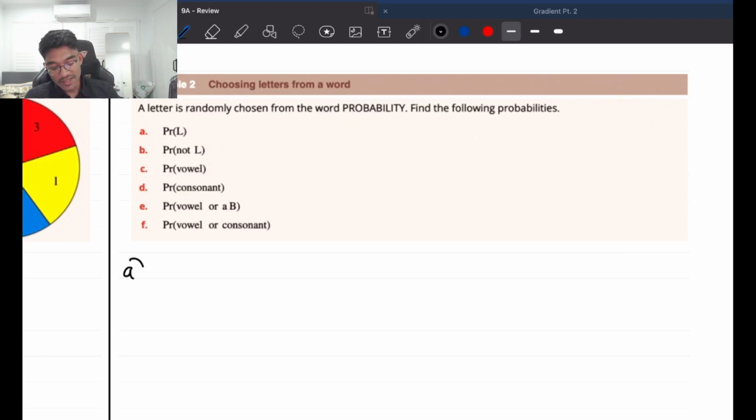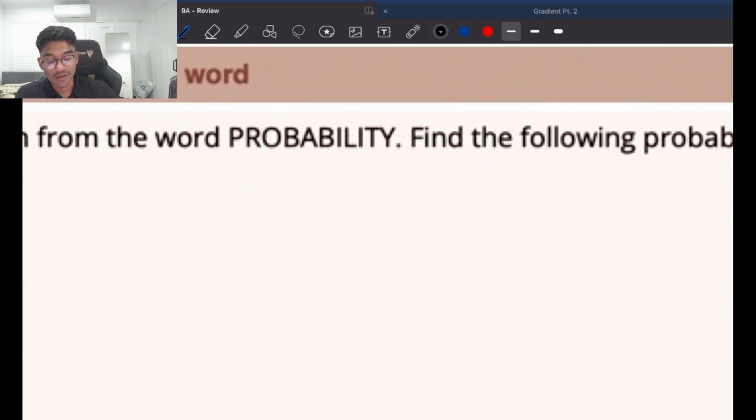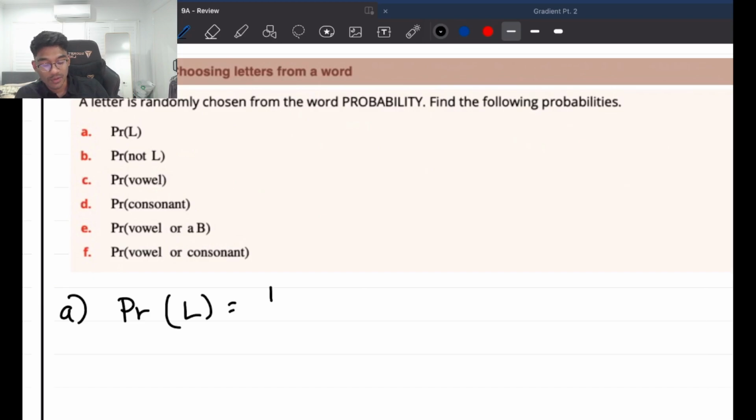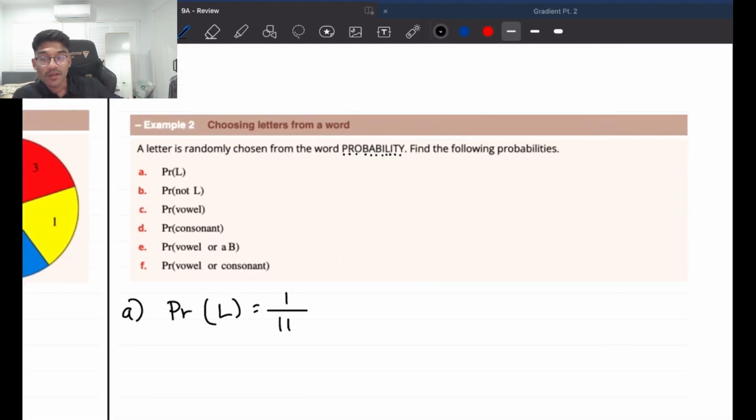So question A says, find the probability that in that bag we pull the letter L. What we need to do is look at the word probability and find out how many L's there are. So we can see there's 1 L, so it's a possible of 1 outcome that we want, divided by how many letters are in the word probability. 1, 2, 3, 4, 5, 6, 7, 8, 9, 10, 11. So if we had all those letters in a bag and we put our hand in, there's a 1 out of 11 chance of getting the letter L. That's how that works. I'm going to let you guys do the rest.